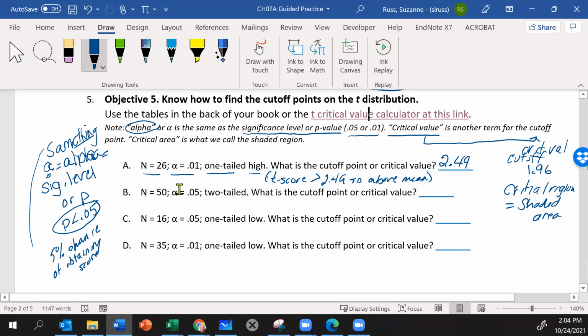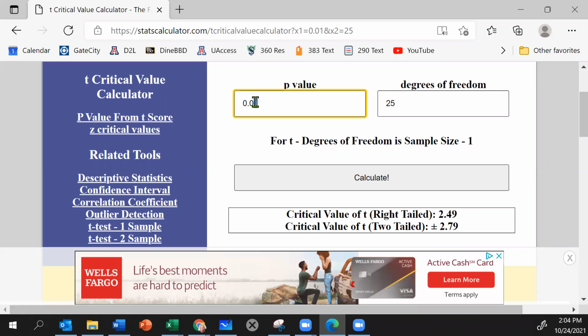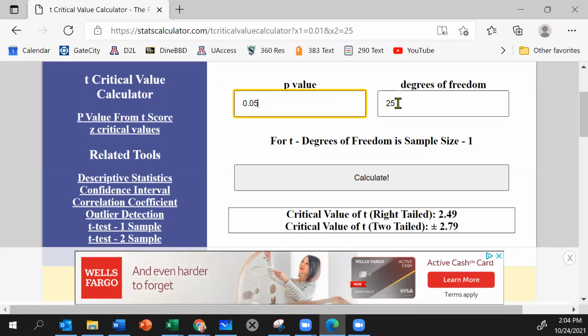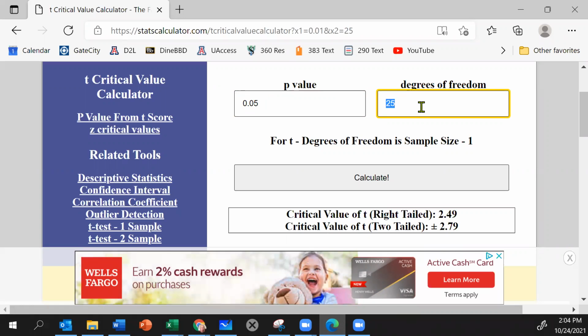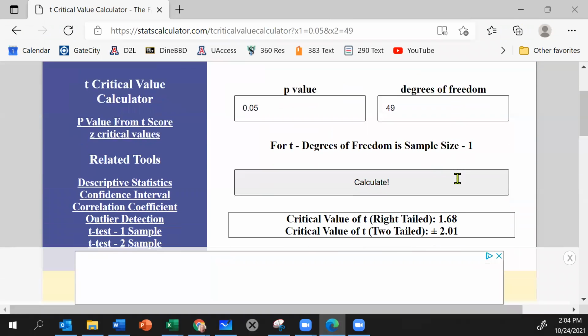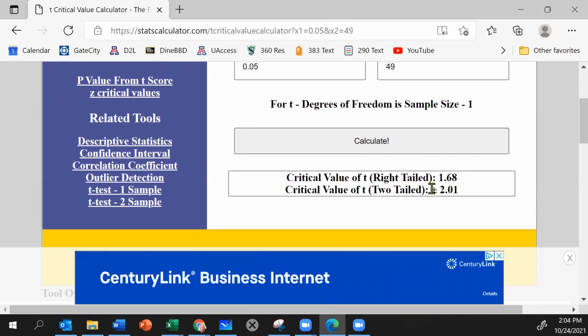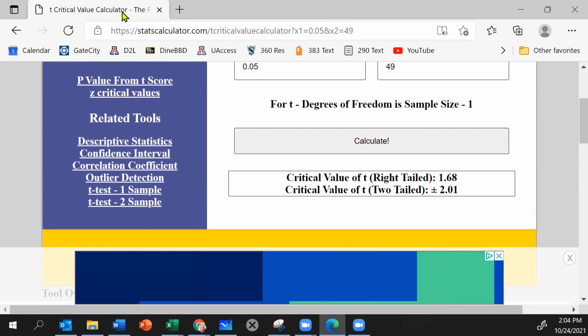Next, we have n equals 50 and alpha at 0.05. So let's pull that up again. Alpha 0.05, let's change this. Degrees of freedom, 50 is our n, 50 minus 1 is 49. Let's calculate. And what tails were we looking for? I forgot to check. Oh, two-tailed. So what is the cutoff point or critical value? Well, the critical value of t, two-tailed, is plus or minus 2.01.